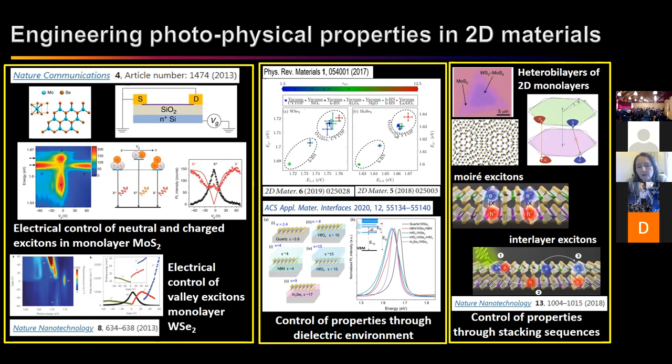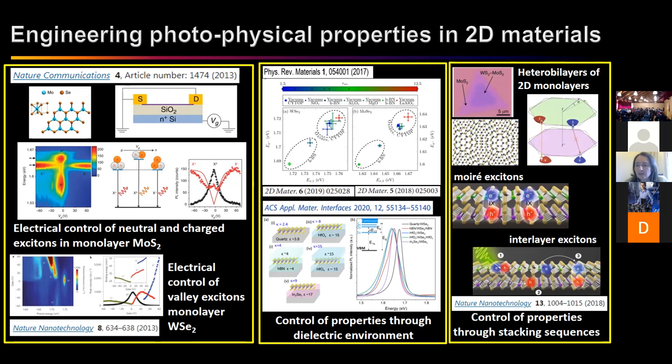Yeah, so apart from the electrical control, also the dielectric environment could be used to control these photophysical properties. And this is summarized over here. It has first been theoretically predicted that it's possible to control the band gap and the exciton binding energy with the dielectric environment. And it has also been shown experimentally, including some results from our group. And finally, we can also engineer the photophysical properties by means of 2D heterostructures.